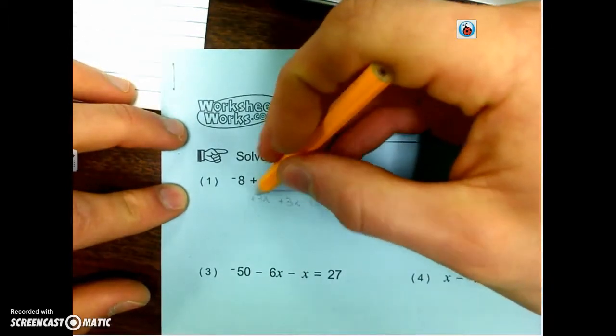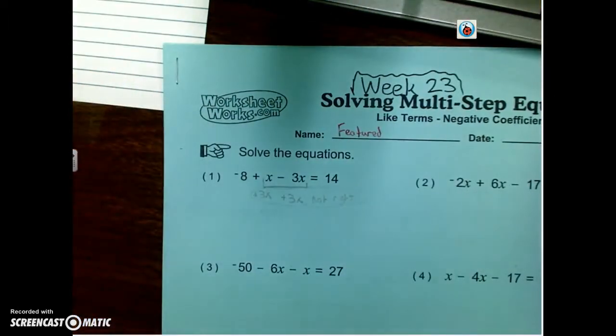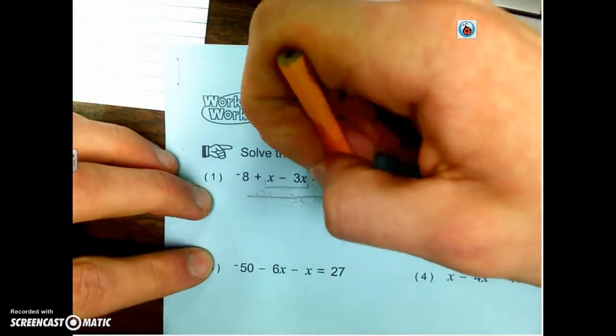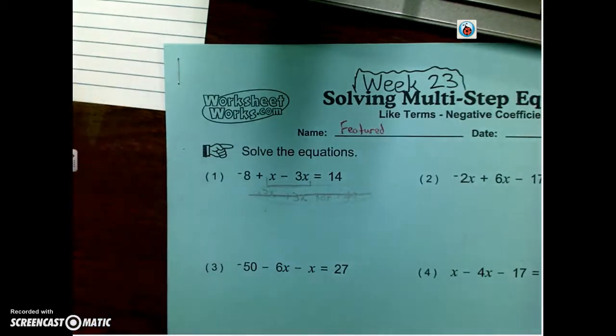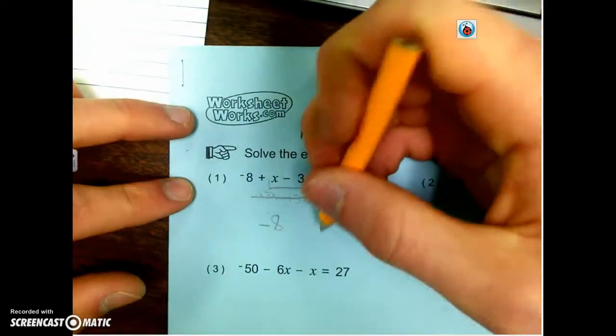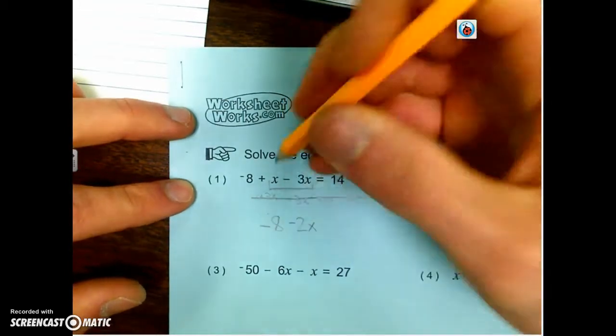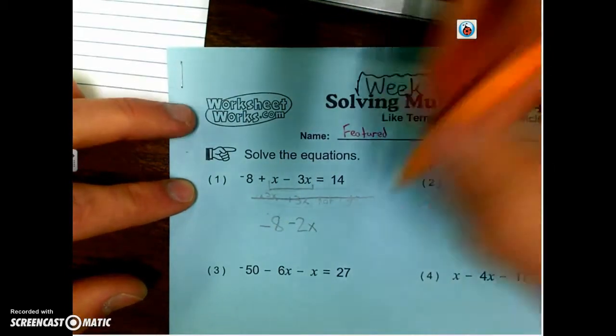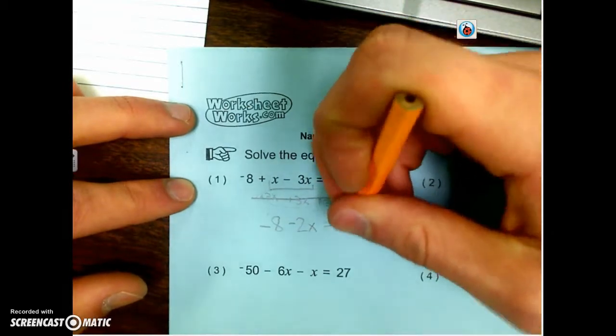This is not right. That's what we do if variables are on both sides of the equation. For this one, though, they're already on the same side. So we won't try to move them with addition and subtraction. We'll just put them together because they are like terms. So we'll really have a negative 8 minus 2x, because x minus 3x gives me a negative 2x, is equal here to 14.